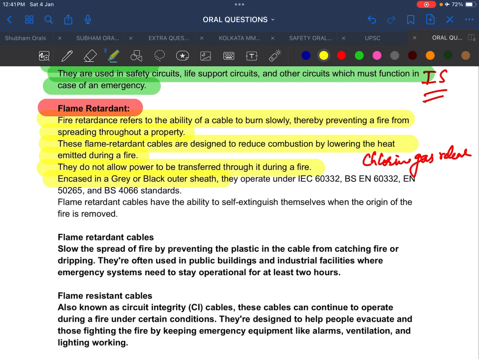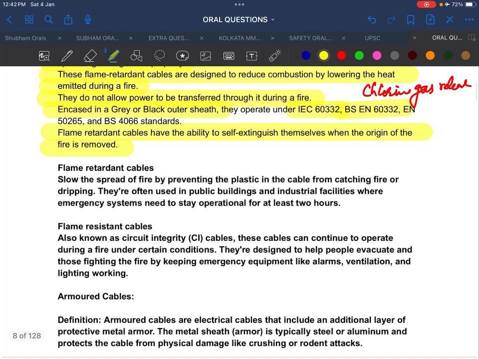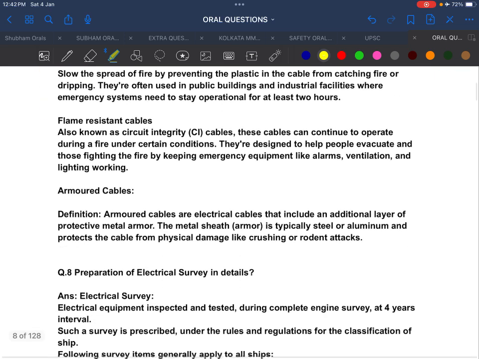They operate under IEC, International Electrotechnical Commission 60332, and British Standard code. These are the standard codes there. The flame retardant cable has the ability to self-extinguish when the origin of the fire is removed. I already told you, if the fire is removed, it has self-extinguishing properties. So I already told you flame retardant and now flame resistance, so you can easily understand.